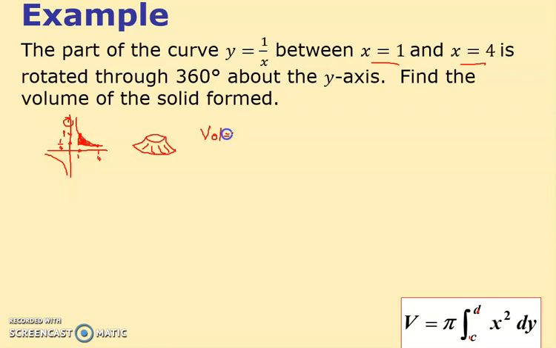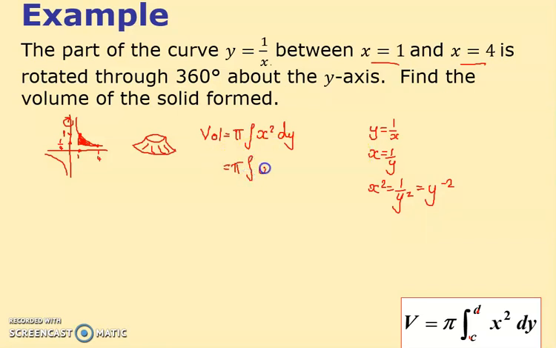So the volume is pi, the integral of x squared dy. Now the first thing to note is we haven't got x. So y equals 1 over x. So obviously rearrange it, gives me x equals 1 over y. And therefore x squared is 1 over y squared, which is probably best written for our purposes, y to the minus 2. So that is pi times the integral of y to the minus 2 dy. And notice the y's agree, so therefore I can do the integration. This is between a quarter and 1.